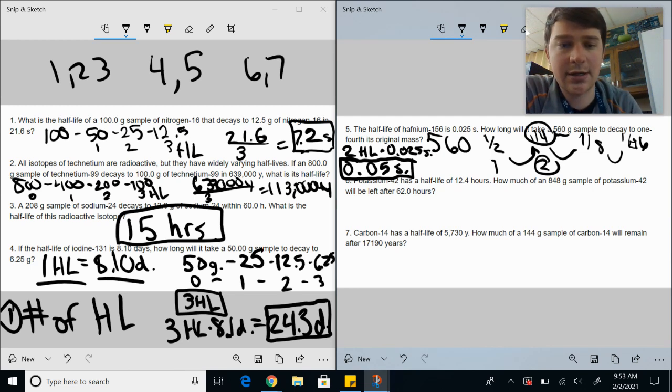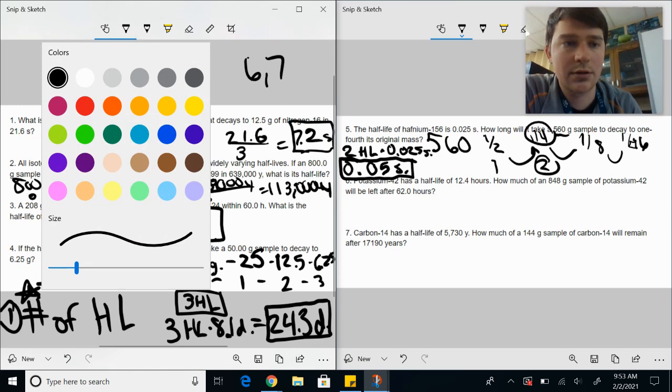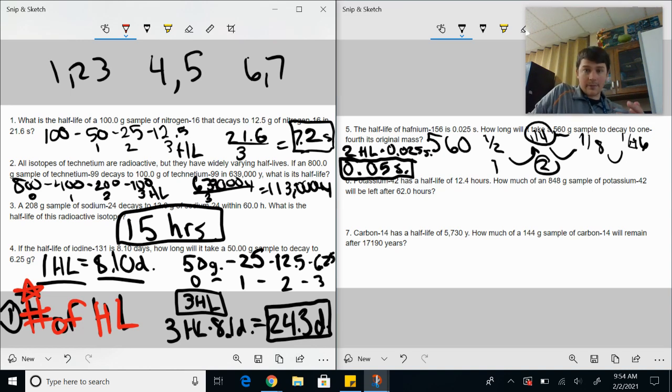Remember, the first thing we've got to do, if you look at this left side of the screen here, is we have to find, let me change the color. That might help a little bit. We have to find the number of half-lives. That's kind of our goal. Number of half-lives is going to be our first step. And then after we've done that, then we can solve the rest of the problem.